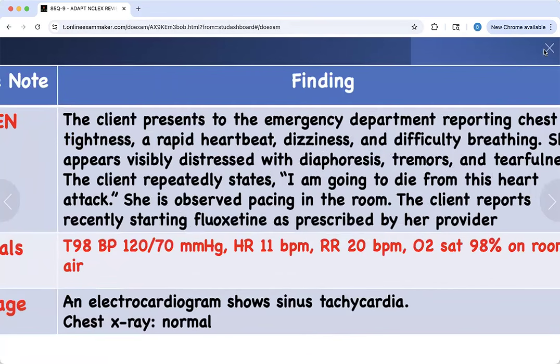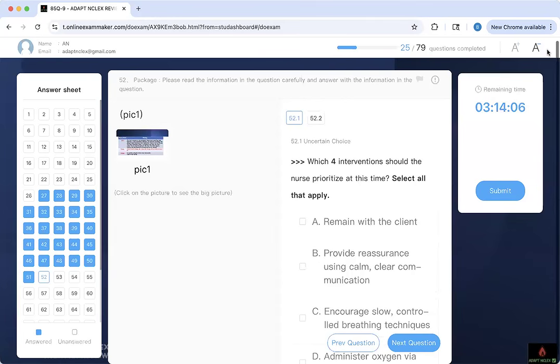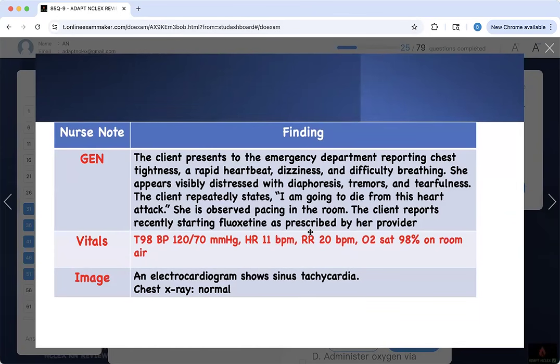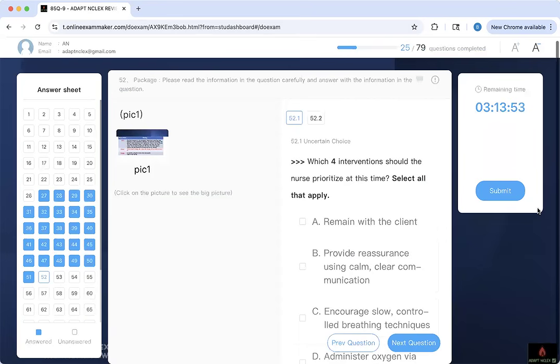All these signs and symptoms, what are they telling you? The client presented to the emergency room, chest is rising, everything is going up. What do you think is wrong with this man? He said, I'm going to die if you don't do something. I'm going to die from this heart attack. But when we get the EKG, it is normal, and the chest x-ray is normal.